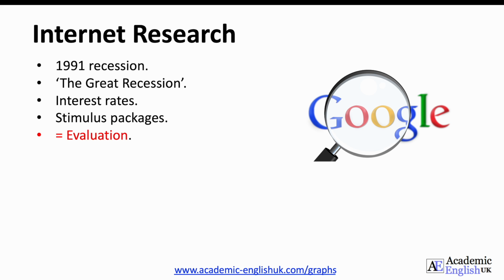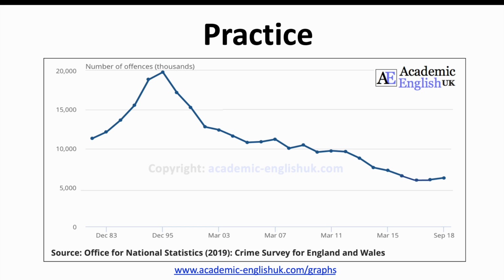Okay, so now we'll do a practice exercise. This is again from the Office for National Statistics and focuses on UK crime rates from 1983 to 2018. Using the same set of phrases as before, analyze and evaluate this graph. Pause the slide and do the exercise.